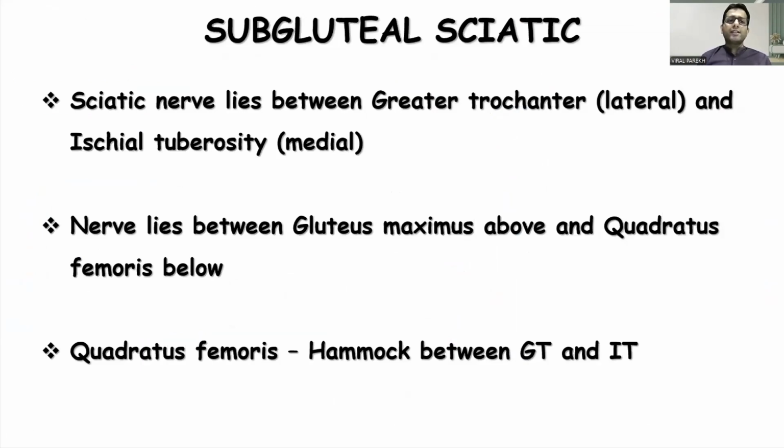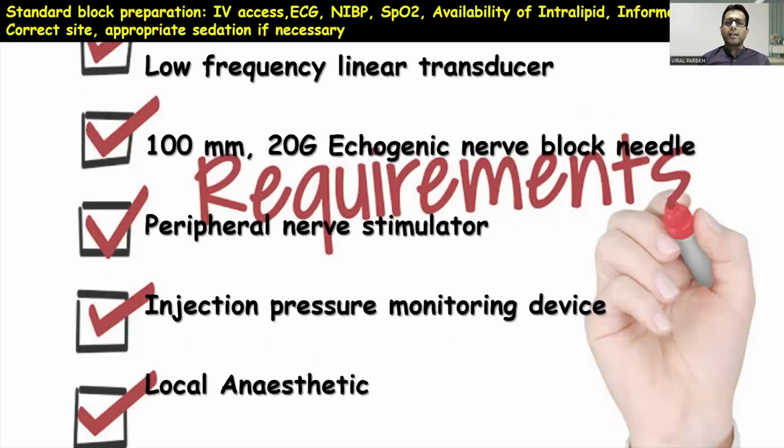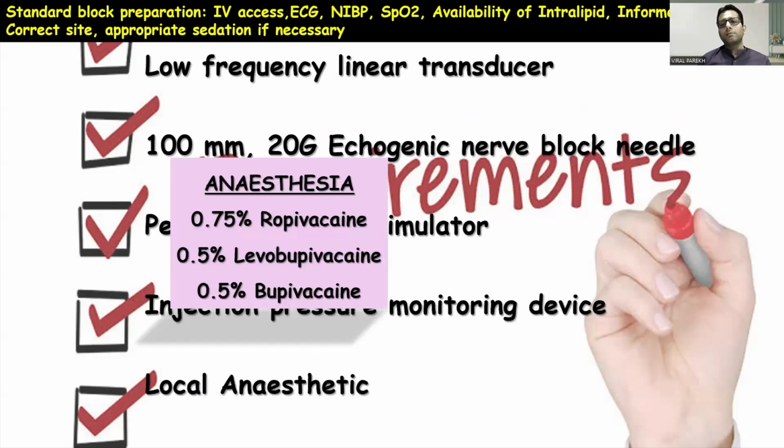At this level, the sciatic nerve lies between the greater trochanter, which is the lateral border, and the ischial tuberosity at the medial end. The nerve lies between the gluteus maximus above and the quadratus femoris below. And the quadratus femoris acts as a hammock between the GT and the IT, the greater trochanter and the ischial tuberosity. The requirements again remain the same as for the lumbar and sacral plexus, since it's a deeper block.